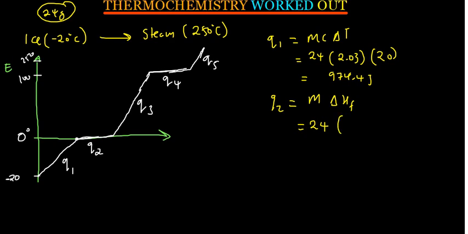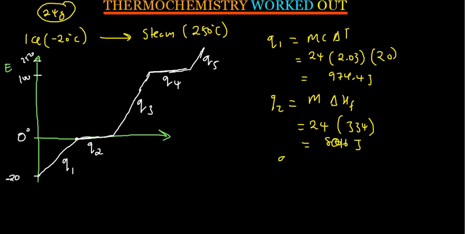Now what do you have here? You have ice. So you are looking for the heat of fusion of ice at that point, and that is 334. Okay, so if you do the multiplication here, you are going to get 8016 joules.